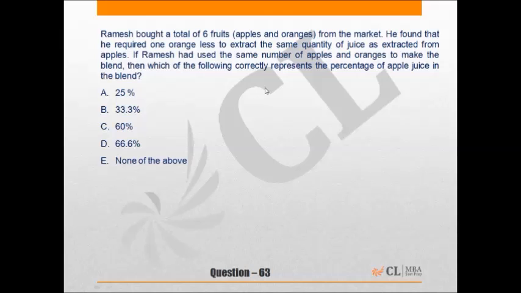In the given problem, it is given that Ramesh bought a total of 6 fruits, apples and oranges, from the market. He found that he requires one orange less to extract the same quantity of juice as extracted from apples.